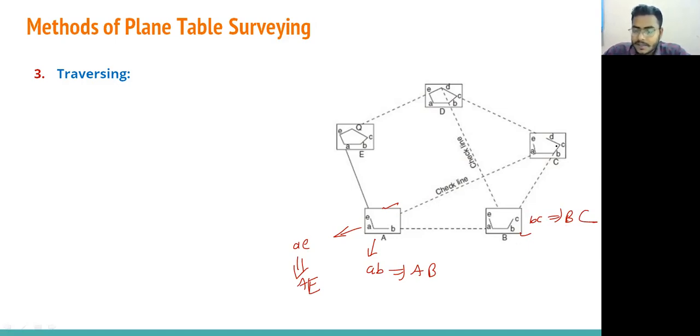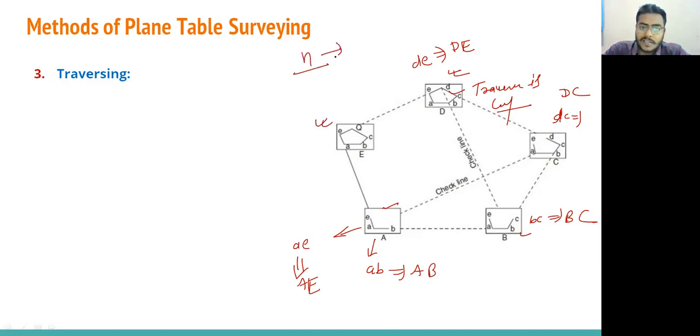Now keep the table at C, okay, and then sight to D. So here you will get the dc, which will represent the D and C. Then keep the plane table at this position, then sight towards E, we will get the de which will represent the DE. So by keeping this plane table at station D, you will see the traverse is complete. Traverse is complete means no need to keep the plane table on the last station. So that's why we say, if the total number of stations is n, then we need to keep the plane table at n minus 1 number of stations, right?